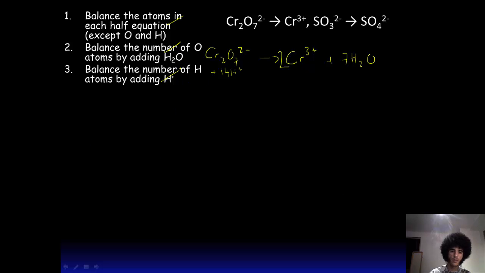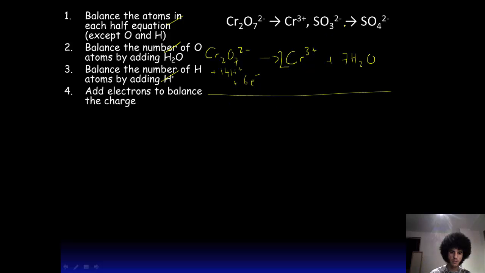So they balance too. And then finally I need to add electrons to balance the charge. On this side I've got 14 plus, take away 2, which is 12 plus. On this side I've got 2 lots of 3 plus, which is 6 plus. In order to make this work, I need to add 6e minus here. So that's that equation, and we've gone through that before. Now let's have a look at this one.